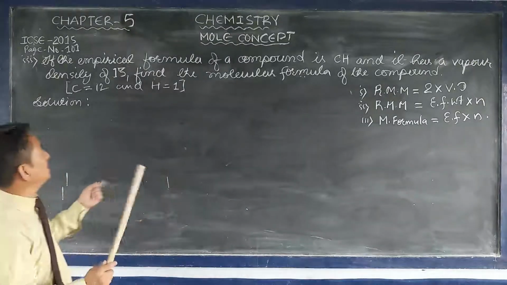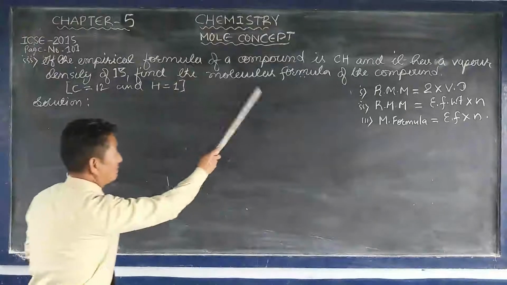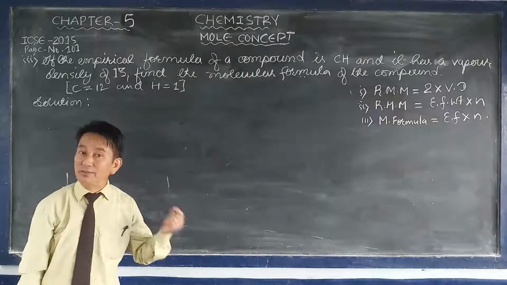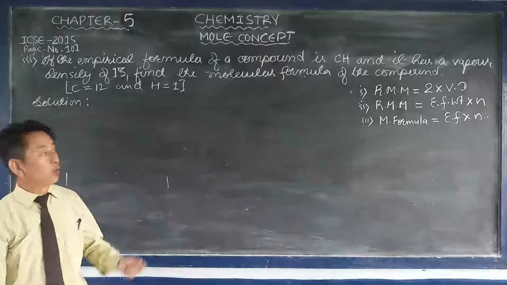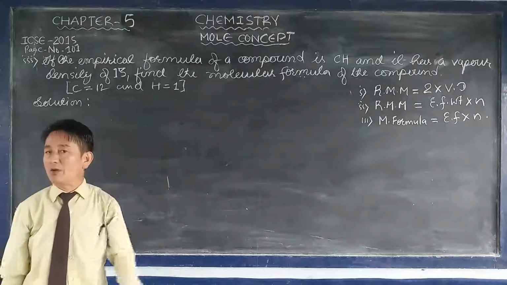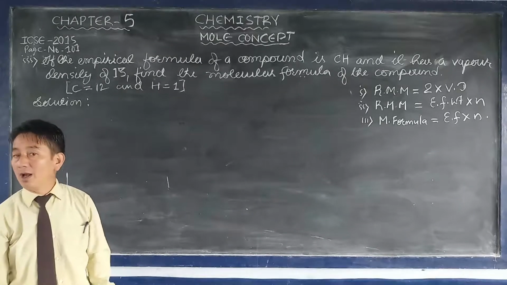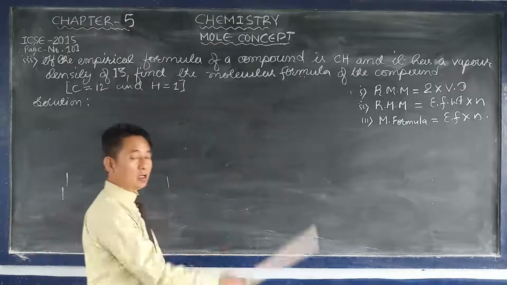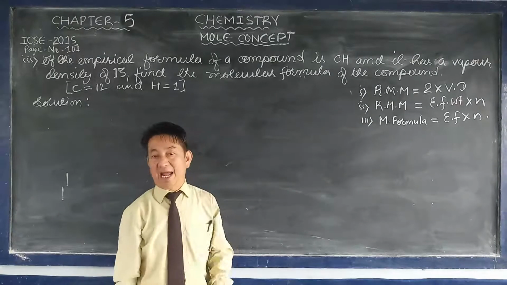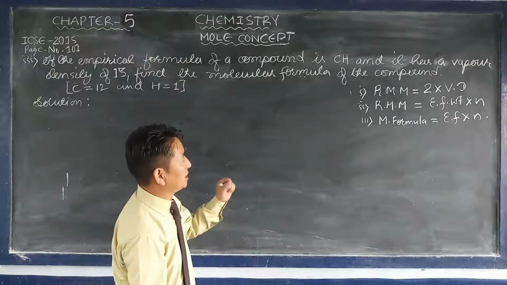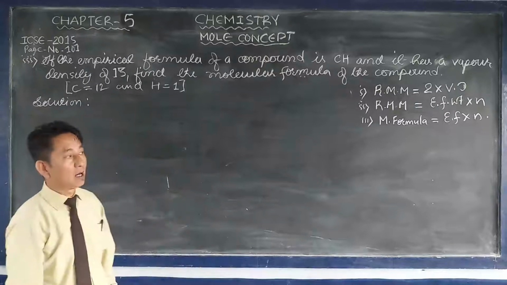Now what is the difference between empirical formula and molecular formula? Here empirical formula is the simplest formula of the compound which does not show the actual number of atoms of each element present in one molecule of a compound, whereas molecular formula shows the actual number of atoms of each element present in one molecule of a compound.